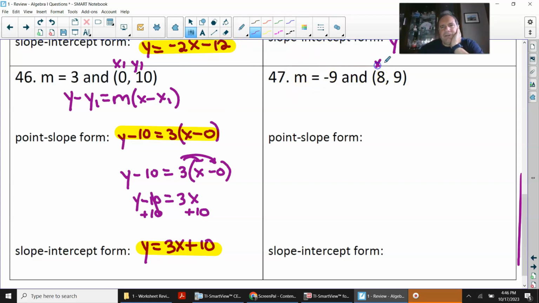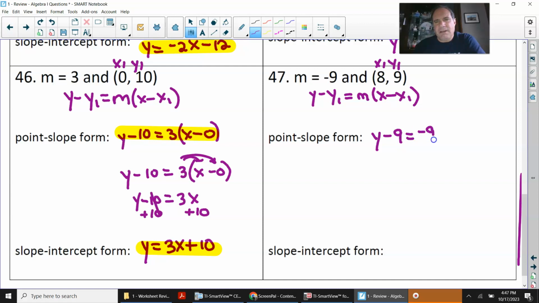Okay, so the first thing you do is x1, y1. The point slope formula is y minus y1 equals m times x minus x1. I'm going to substitute those numbers in. There are no negatives, so y1 is just 9 equals, the slope is negative 9, times x minus x1, which is 8. That is your answer for point slope form.